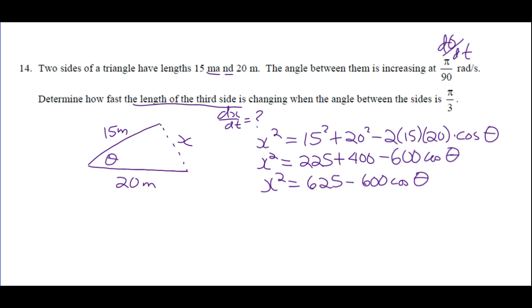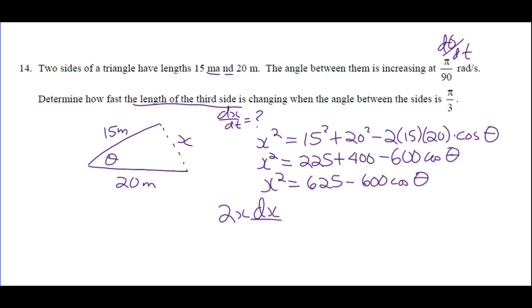At this point when I was solving, I had this bright idea of solving this for x and getting a square root. And then really, no, you want to take the derivative. You just get 2x times dx by dt, and then you can divide both sides by 2. Otherwise, you've got 1/2 times 625 minus 600 cos theta to the negative 1/2, and that would just be silly. So take the derivative of both sides.